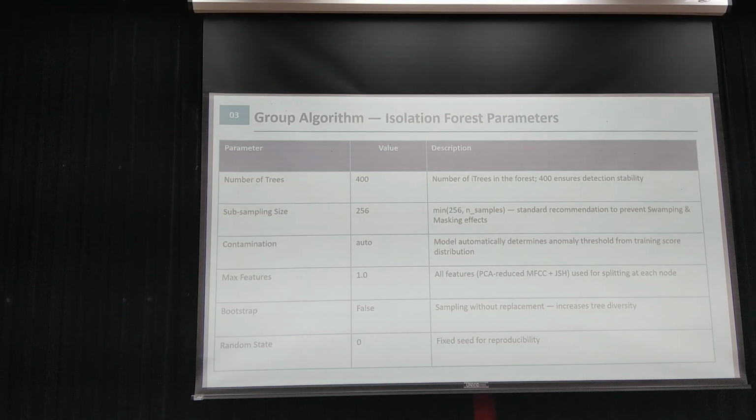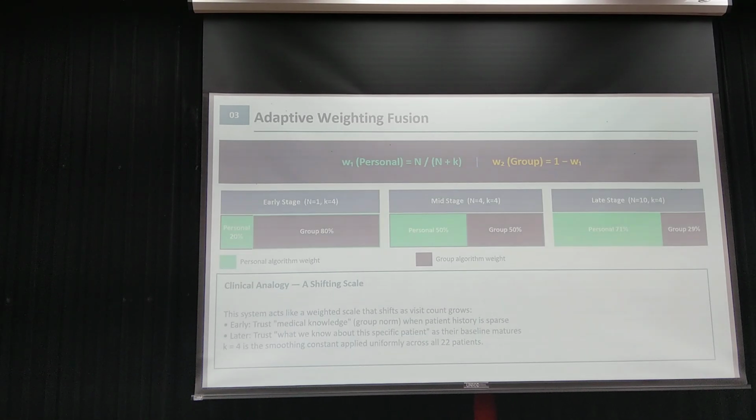The figure shows the extracted acoustic feature being fed into the health norm to detect anomalies. These are the parameters we use. The weight between the personal algorithm and group algorithm is not fixed. It dynamically changes with the patient's number of recording sessions. The design philosophy is that as the patient's visit count increases, the weight of the personal algorithm increases accordingly. It implements a smooth clinical transition from group comparison to personalized monitoring.